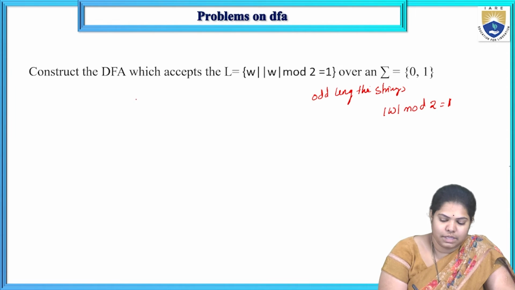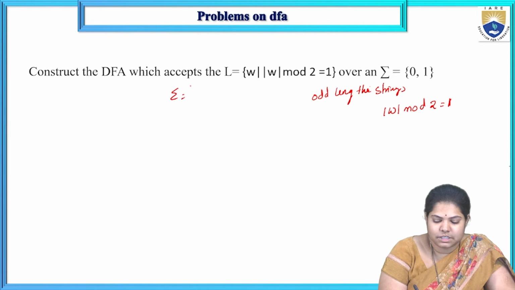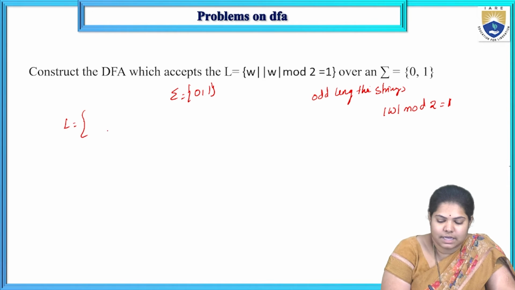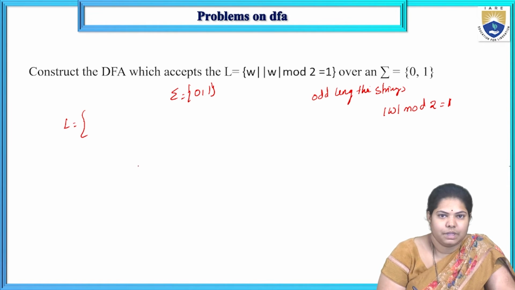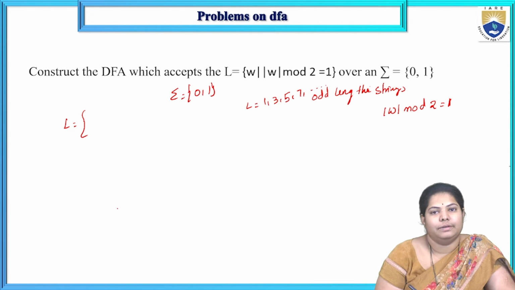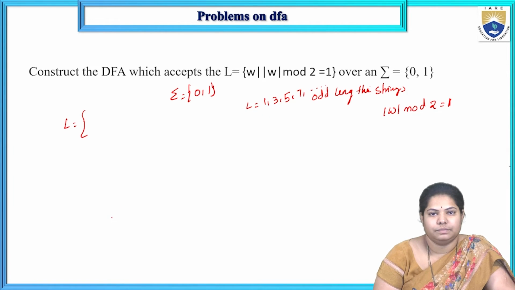Right? So what are the input symbols first of all? 0 and 1. And what is the language for this? It starts with the odd length strings. Right? That means what are the string lengths accepted? 1, 3, 5, 7 and so on.